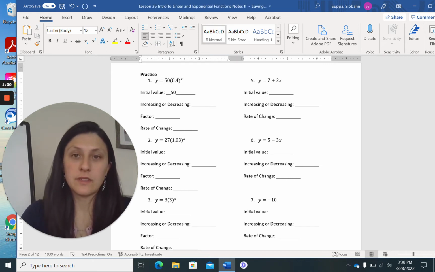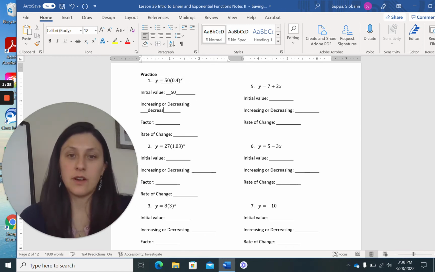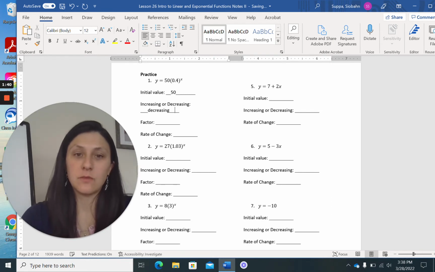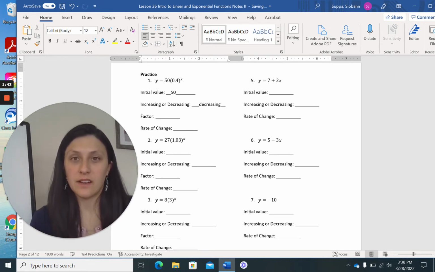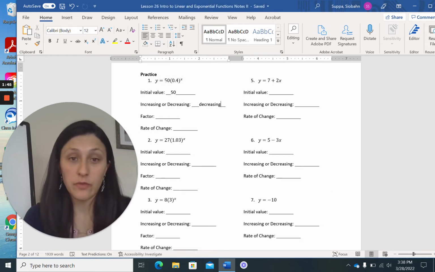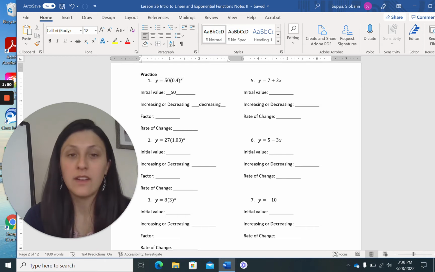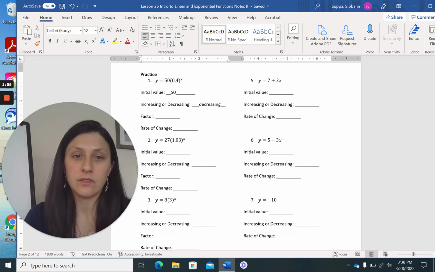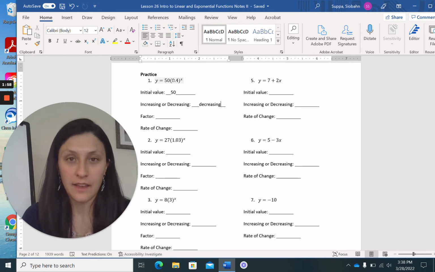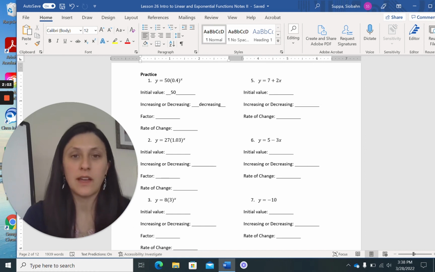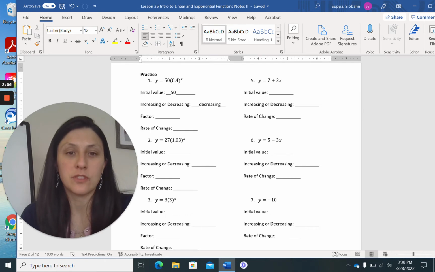The initial value is 50. This is a decreasing function because this factor here is less than 1. So if I'm multiplying by a number that is less than 1, then I'm going to start with a value of 50, and then the next value should be less than 50 because I'm multiplying that by 0.4. And then the value after that will be less than that. So this is a decreasing function. Sometimes we also say that that's decaying, because it's describing exponential growth or decay. So that's how we talk about that. We say this is a decaying exponential function.